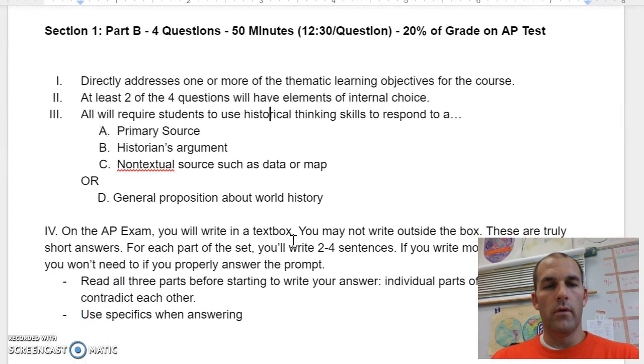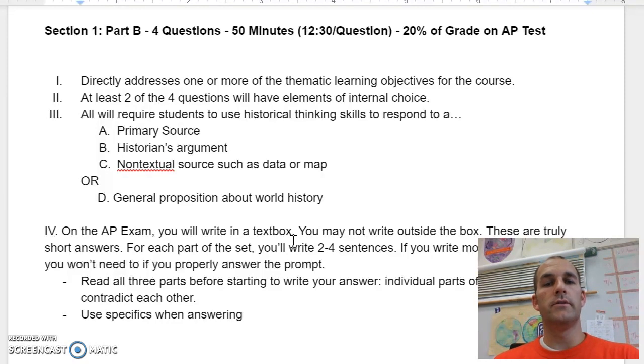So number 1, it's going to directly address one or more of the thematic learning objectives for the course, so you can look those over again. At least 2 of the 4 questions will have elements of internal choice, meaning you'll have some sort of a choice with the questions, but more than likely 2 of them you will have no choice, you just have to answer what they've given you.